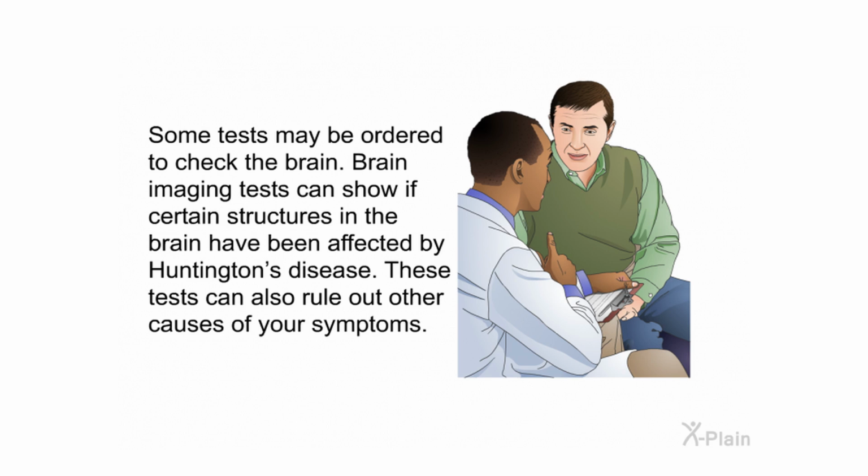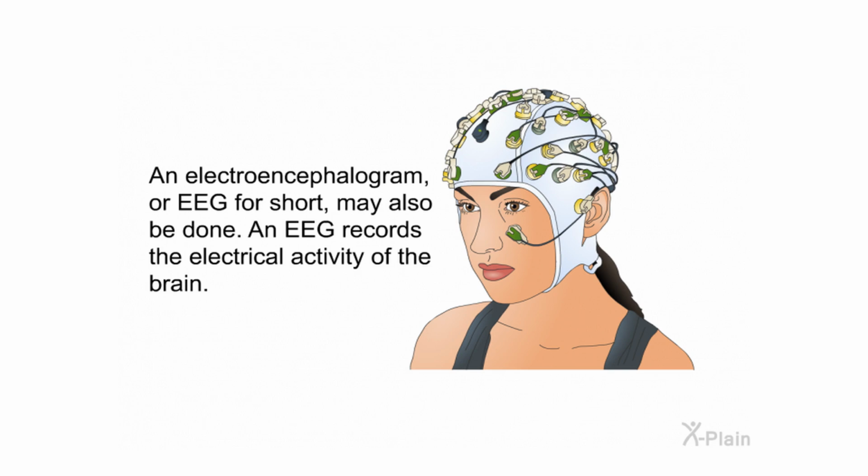Some tests may be ordered to check the brain. Brain imaging tests can show if certain structures in the brain have been affected by Huntington's disease. These tests can also rule out other causes of your symptoms. An electroencephalogram, or EEG for short, may also be done. An EEG records the electrical activity of the brain.